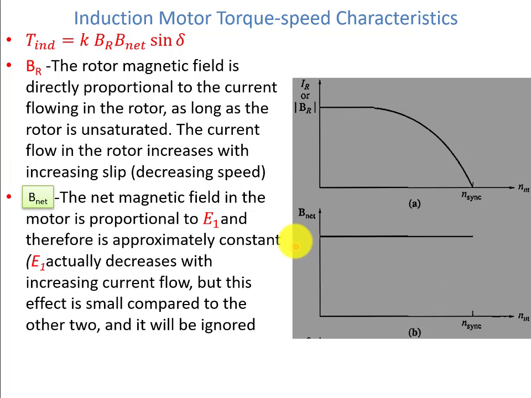Similarly, we can see B net versus the speed of the induction motor. The net magnetic field stays constant for all speeds, so it will not vary, because this is just the vector manipulation of the two magnetic fields which are present in the induction motor.